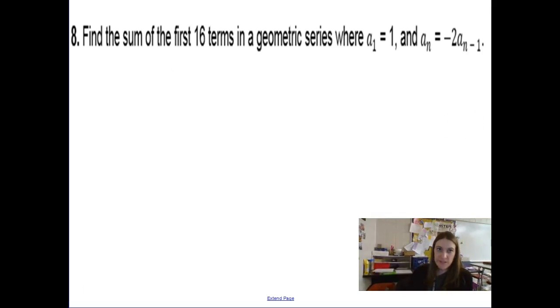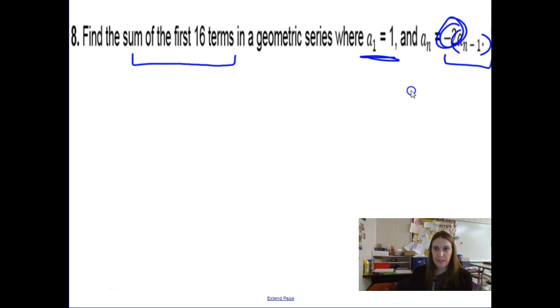Find the sum of the first 16 terms, so it's finite. Give me the first term, that's nice. Oh, it's recursive. All right. So, the recursive formula here, remember, this means the previous term. So we're supposed to be multiplying every previous term by the negative 2. That's our common ratio. So I think I'm going to use that formula, if you don't mind. Recursive sequences do not go into the sum of the sequence mode nicely, so you'd have to figure stuff out, which I don't really want to do right now.